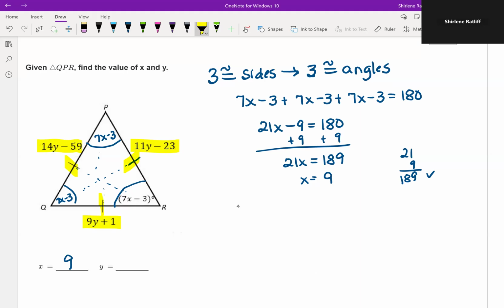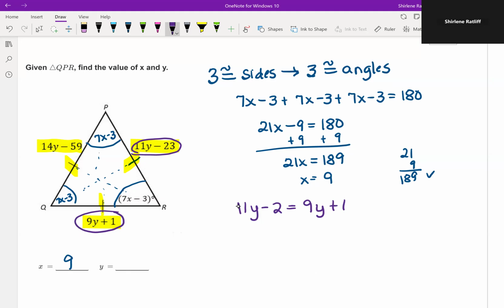But y'all, we can only set two things equal at a time. So pick your favorite two, set them equal, and solve for x. All right, I kind of like the 11y minus 23 equals 9y plus 1. But y'all, you could have used any of these two, set them equal, and solve.